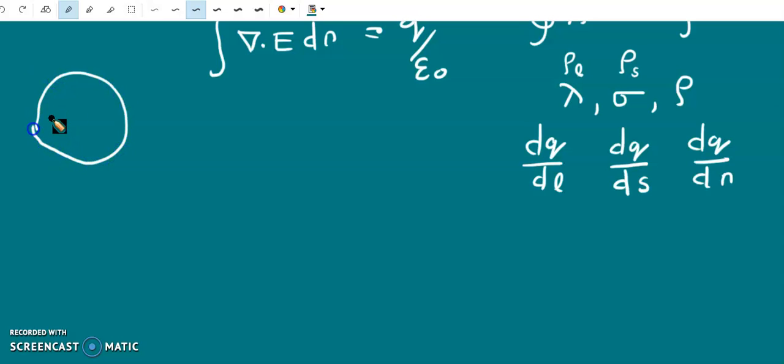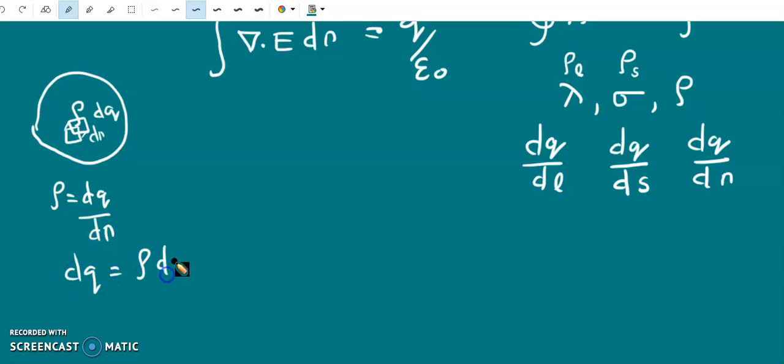Suppose we have a volume charge distribution with a volume charge density rho, then rho is equal to dq by d tau, and this is the elemental volume d tau over here, and this is the charge of this volume element. So we can have dq is equal to rho times d tau. Then the net charge q of this distribution is equal to integral dq, which is integral rho d tau.